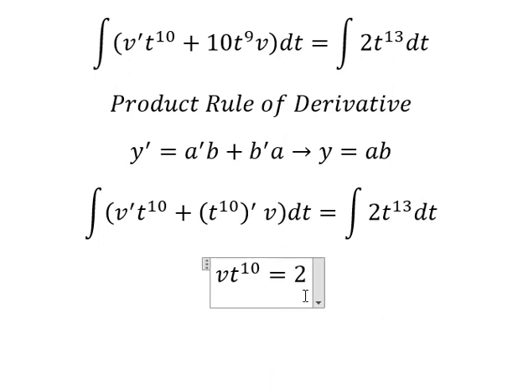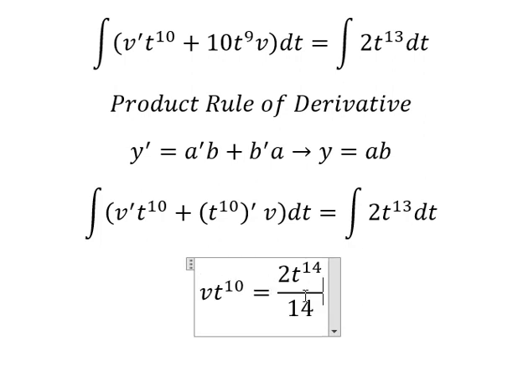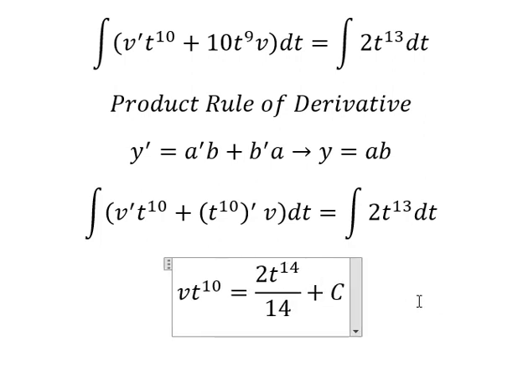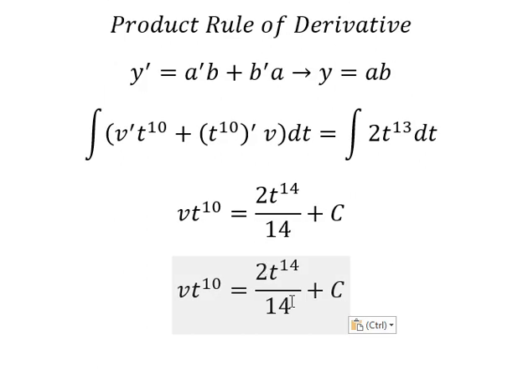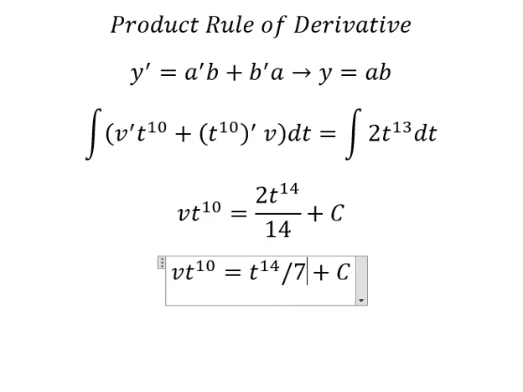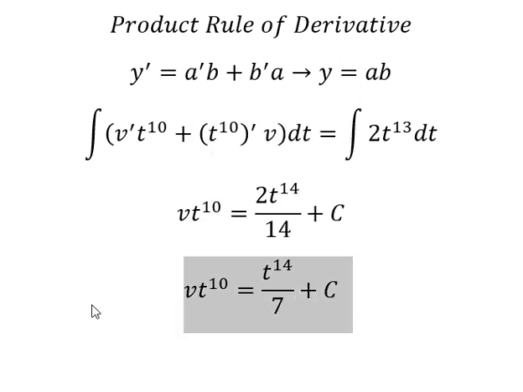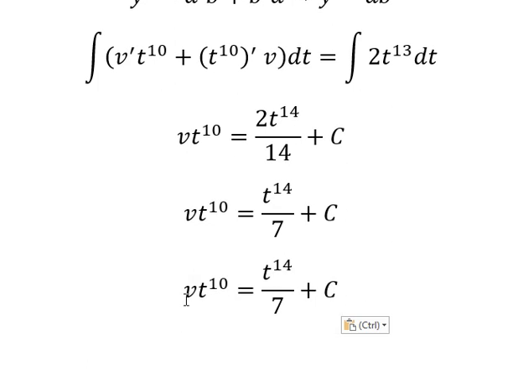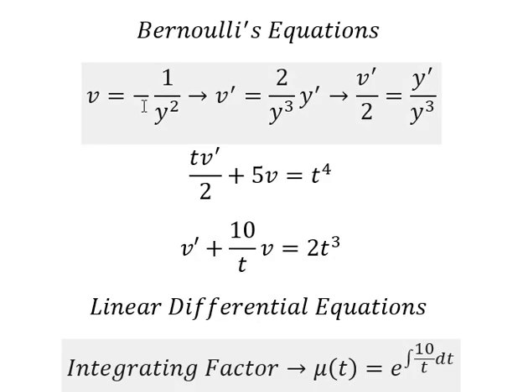This one we have t to the power of 14 over 14, and I will put c. So 2 divided by 14, we have t to the power of 14 over 7. And now about v, that is about this one.